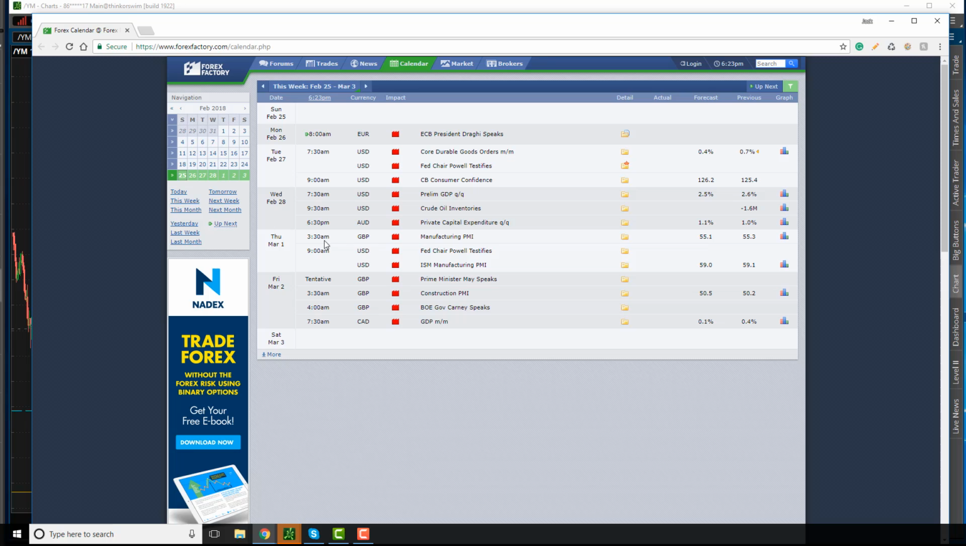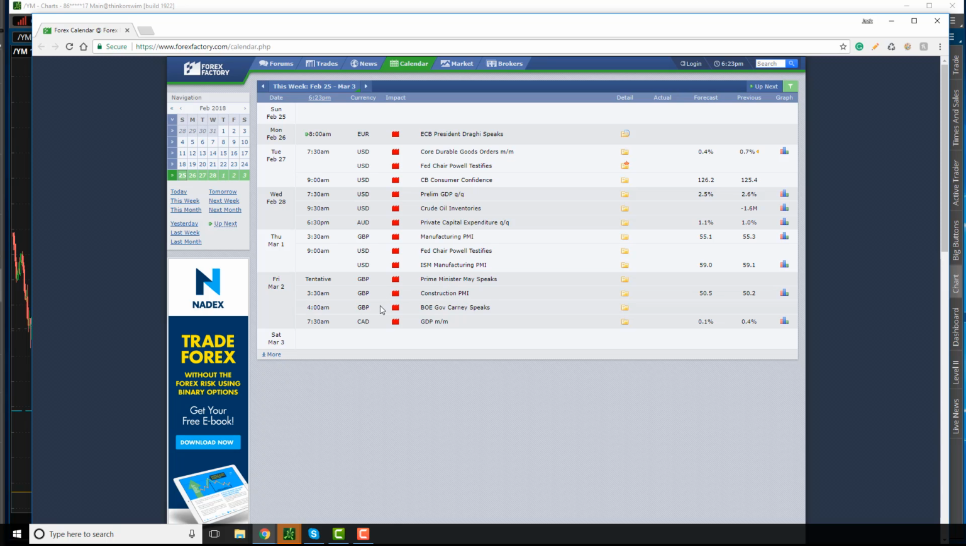Thursday, 3:30 a.m. manufacturing PMI for the Great Britain pound. At 9 a.m. Fed Chair Powell will testify again, as well as ISM manufacturing PMI. And then on Friday, Great Britain pound news. The Prime Minister May will be speaking. We don't know when, but at 3:30 a.m.